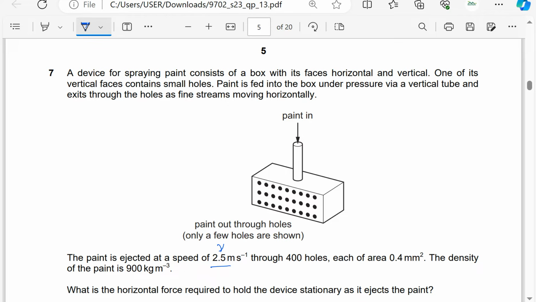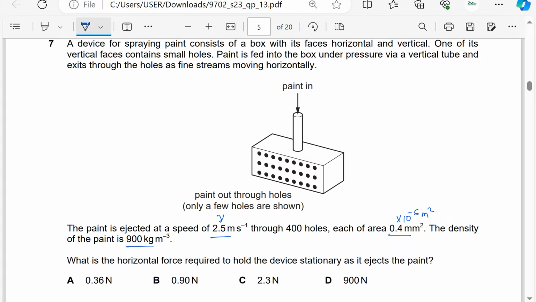I'll call this one V. Through 400 holes, each of area 0.4 millimeters squared. So changing this area, it becomes times 10 power minus 6 to change it to meters squared. The density of the paint is 900 kilograms per meters cubed. What is the horizontal force required to hold the device stationary as it ejects the paint?